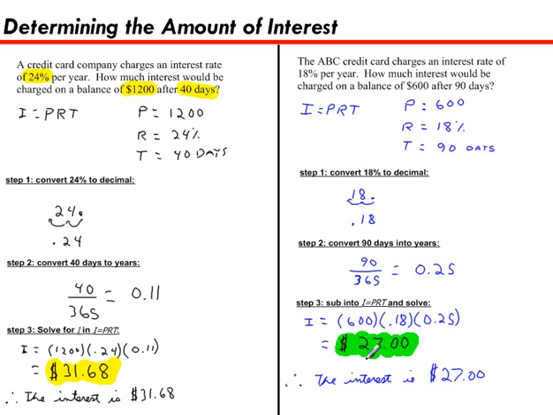I arrive at a final answer of $27 interest, and I start by listing my givens. Then I convert my rate into decimal, then convert my time into years, and finally plug my P, R, and T into my simple interest formula. So the amount of interest is $27.